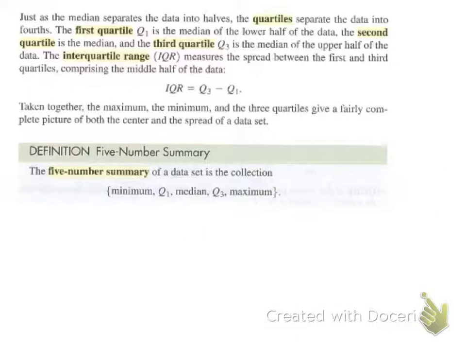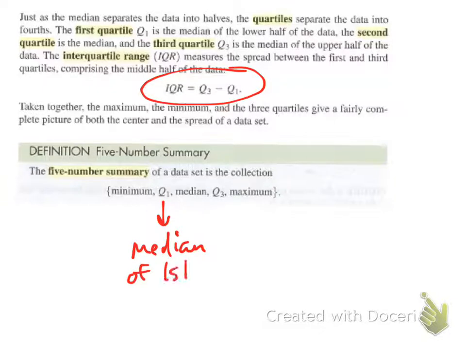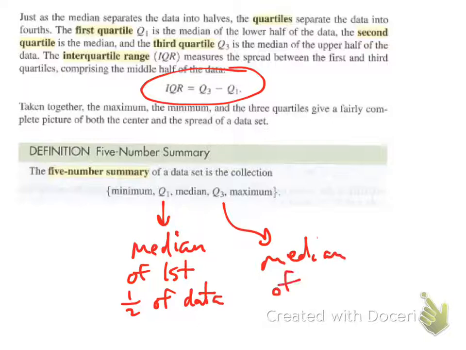Okay, 5-number summary. Minimum, Q1, median, Q3, maximum. Interquartile range is you just take Q3 and subtract Q1. Now, Q1 is the median of the first half of the data. And then Q3 is the median of the second half. Okay? So your 5-number summary is actually what you're going to use to do a box plot.